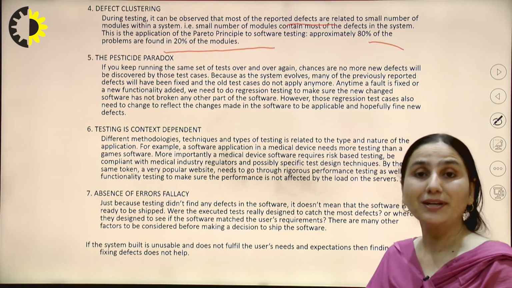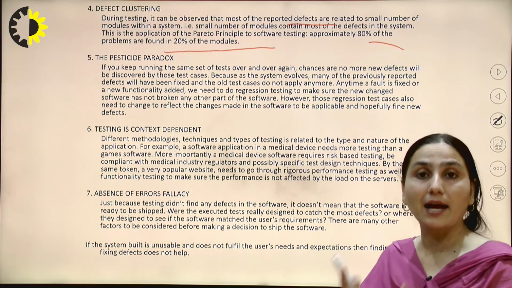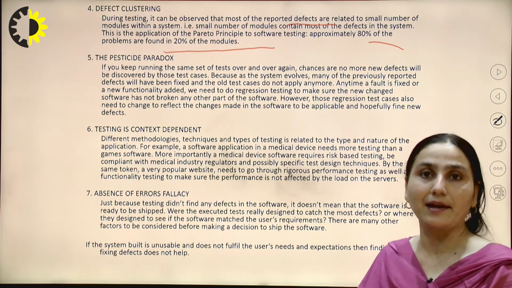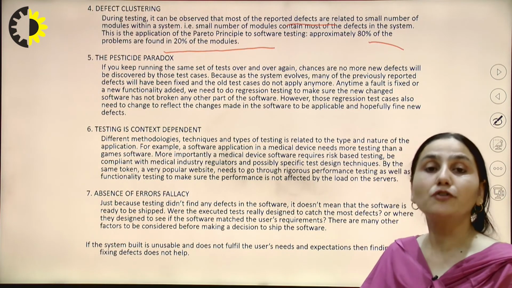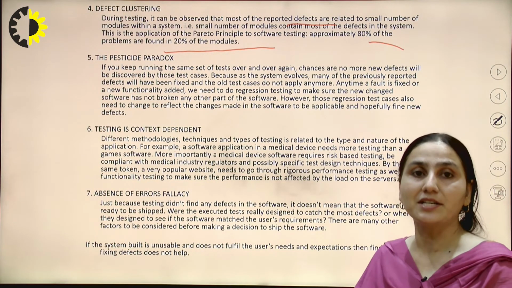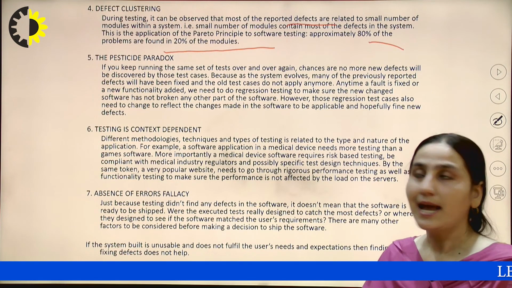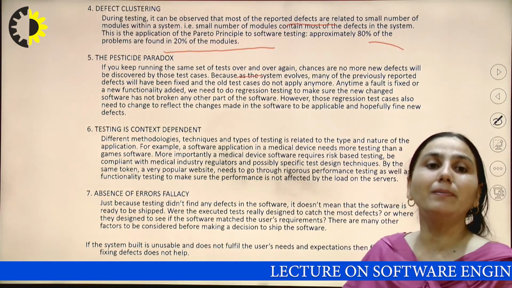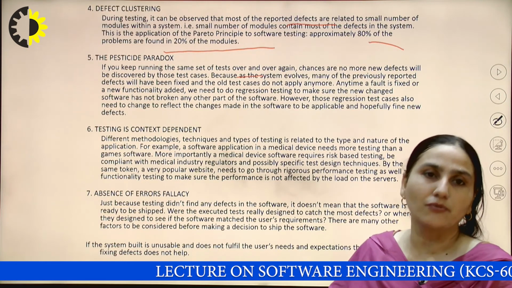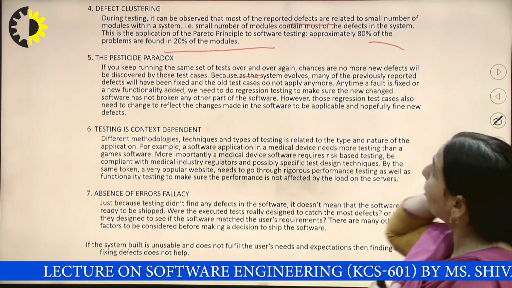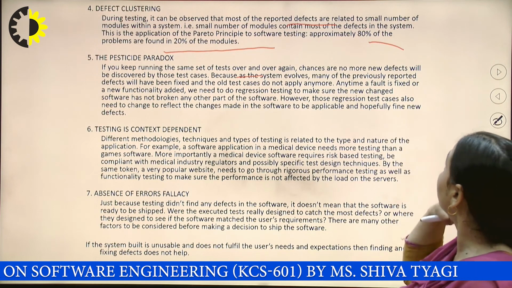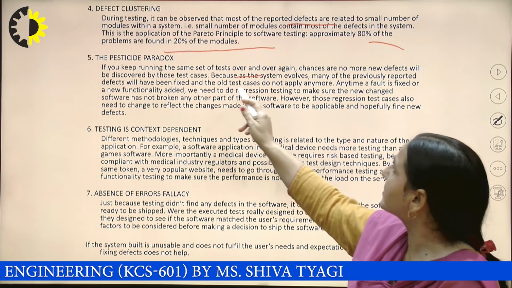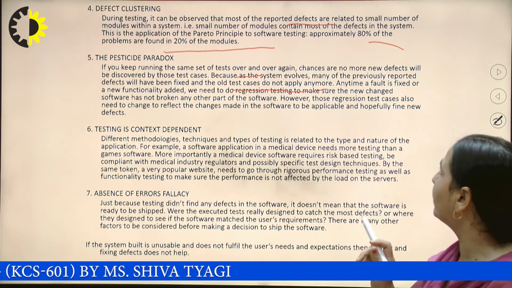And as I told you, a good test case is one which has the highest probability of finding an error in the particular piece of code. So we should try to generate test cases which have the highest probability. If you run the same test cases again and again, the probability of finding an error again is very, very less. Because as the system evolves, many of the previously reported defects will have been fixed and the old test cases do not apply anymore.